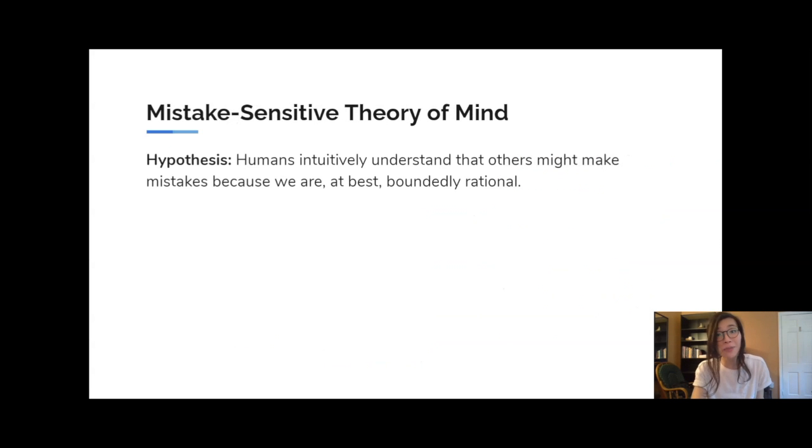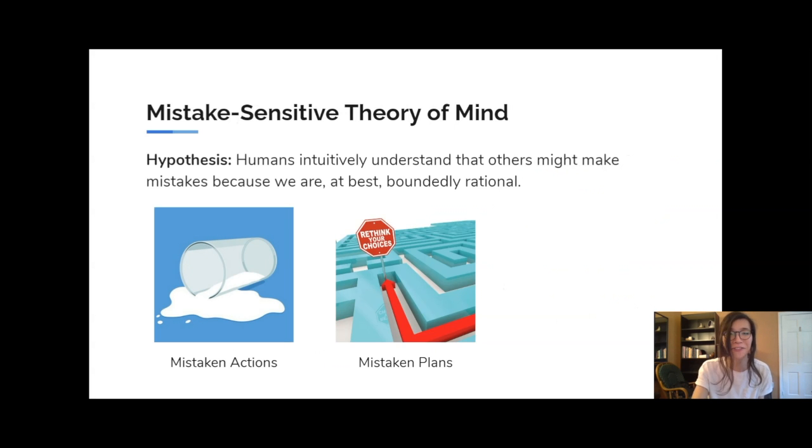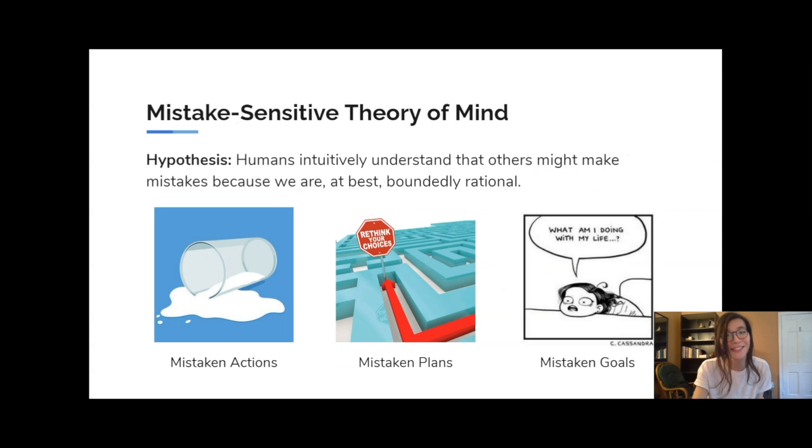Our hypothesis is that humans intuitively understand that others might make mistakes and account for them when inferring goals. A classic example is inferring that others might have mistaken beliefs due to observing incomplete data. We're interested, however, in mistakes that arise because we are, at best, boundedly rational. This includes failing to execute actions as intended, misguided plans that fail to achieve our goals, and even confusion or conceptual errors at the level of goal formation itself.